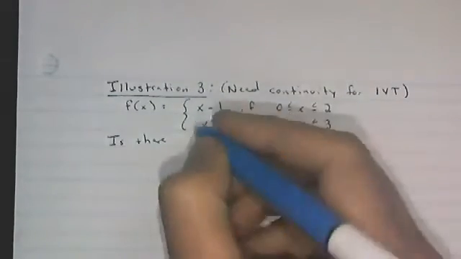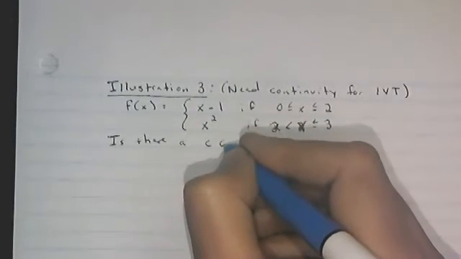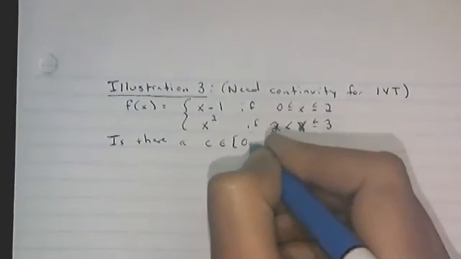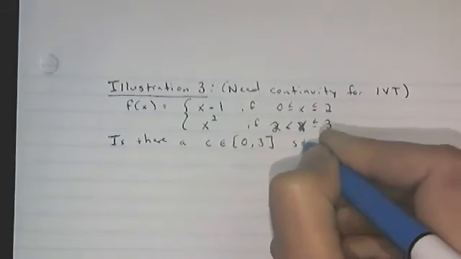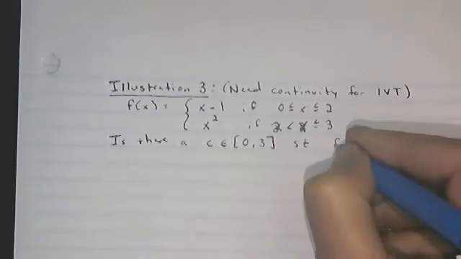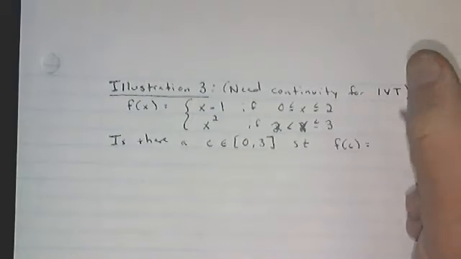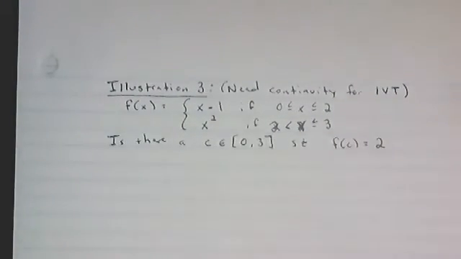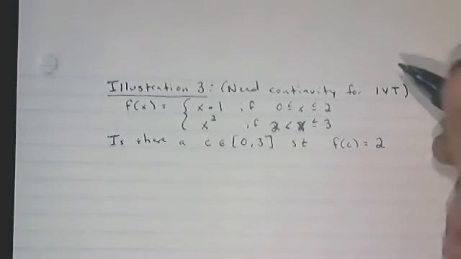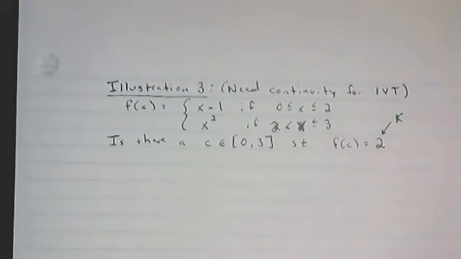And the question is, is there a c in this closed interval from 0 to 3 such that f of c is equal to 2? So 2 is our k value. Again, our k value determines our c value.